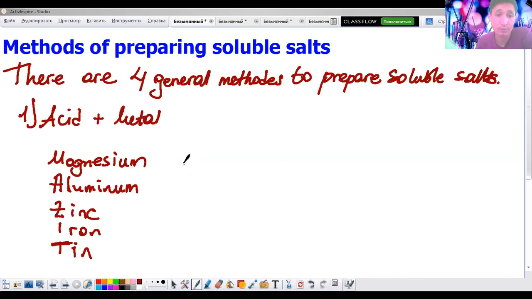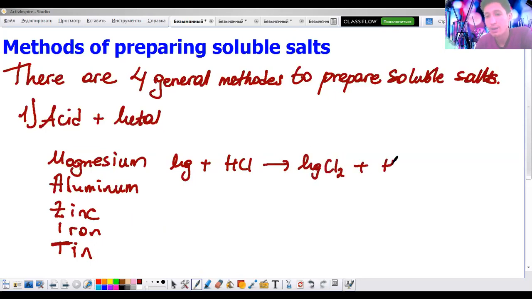Let's see the reaction. Magnesium plus any kind of acid. Let me take, for example, hydrochloric acid. It produces magnesium chloride plus hydrogen gas. The hydrogen gas evaporates. Don't forget to balance the equation, so here put 2.